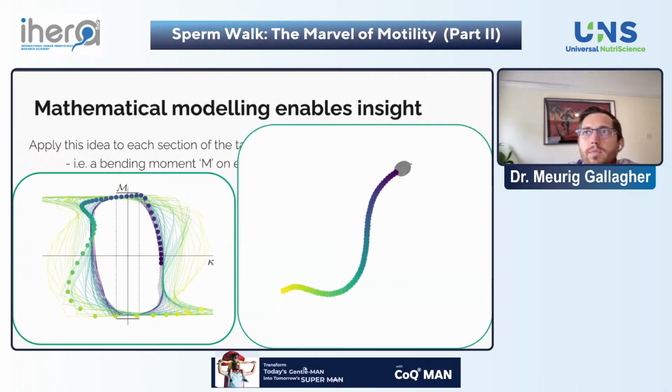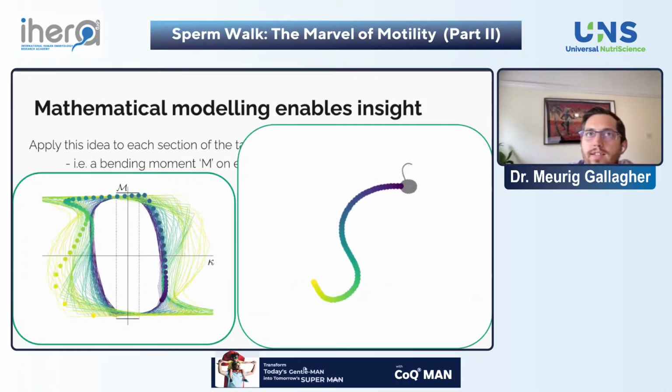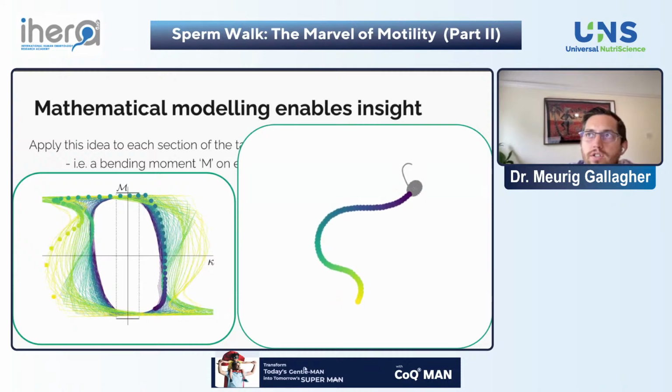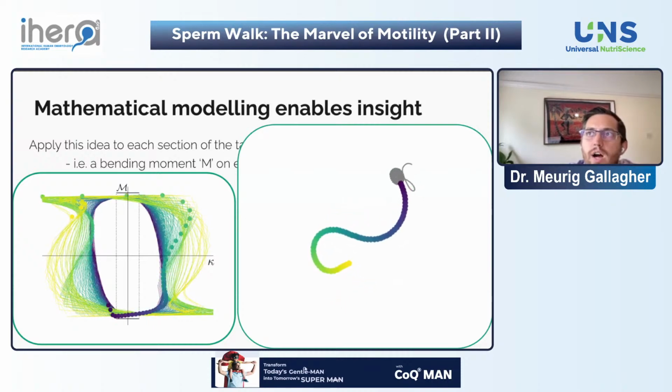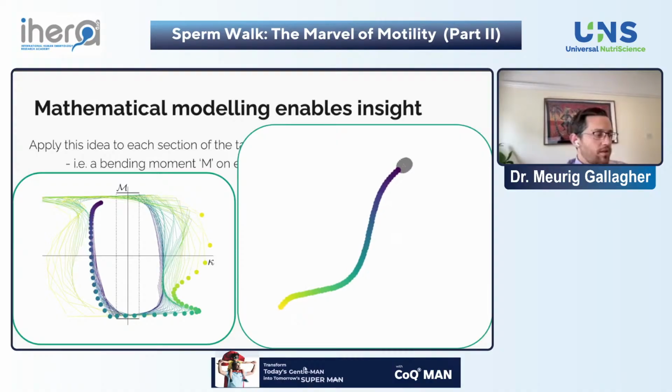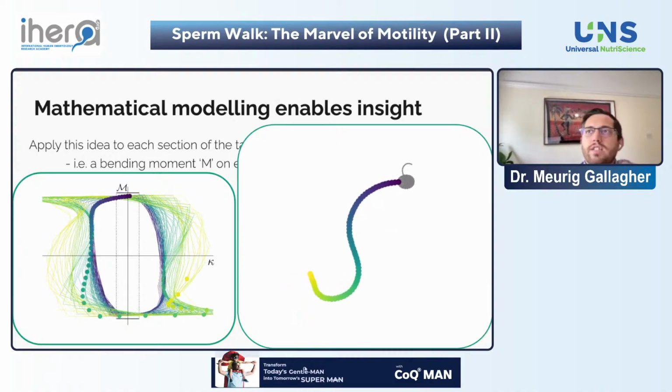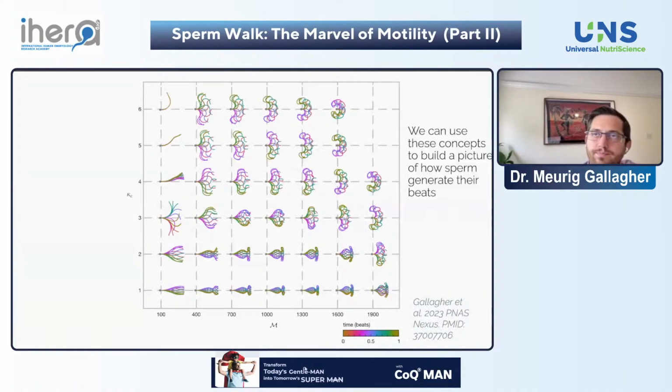So what we end up with is a model that looks like this, where we start with a flat tail, and you see each of those sections are trying to bend. And eventually what happens is it settles down into something that's nice and stable and starts to look like a sperm, just by applying this very simple idea along the tail. And if we use that concept for a whole load of these parameters that I've talked about, what you'll see is that that very simple model can give you sperm that look like sperm in a high viscosity fluid, with that tight waveform with high curvature towards the end.